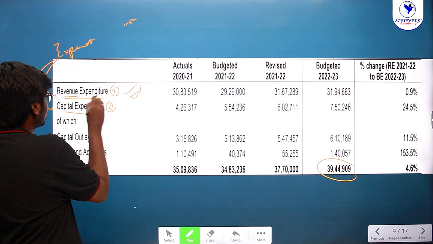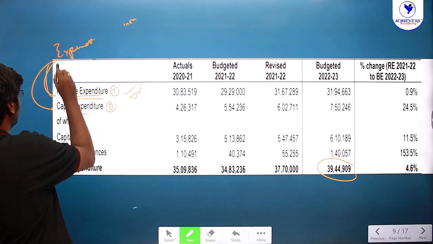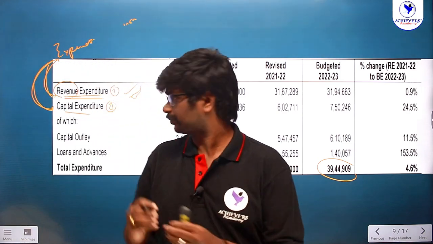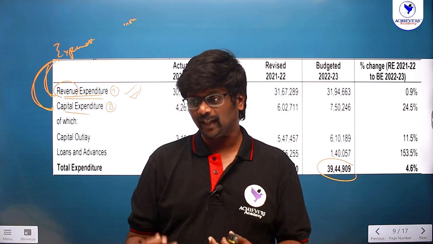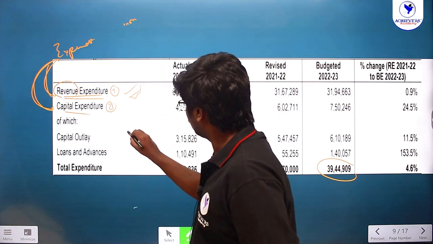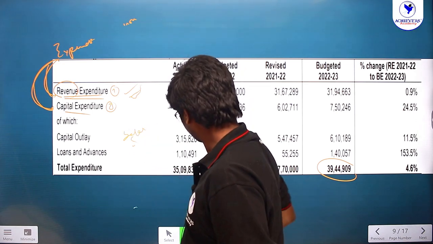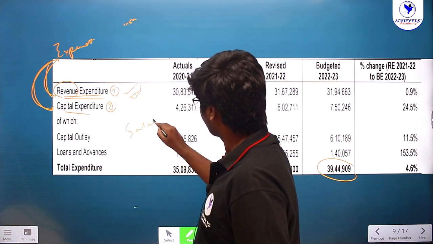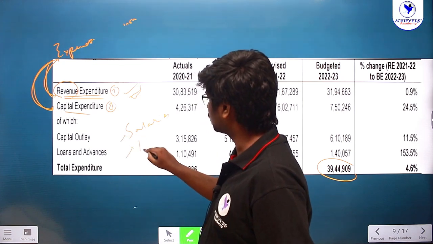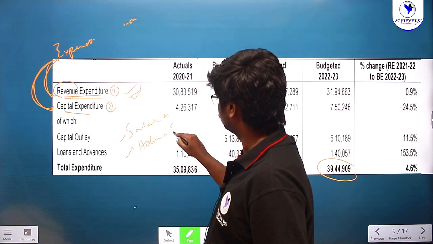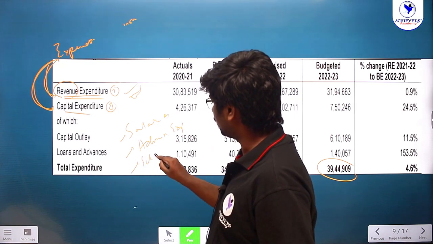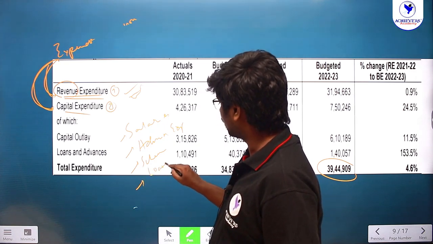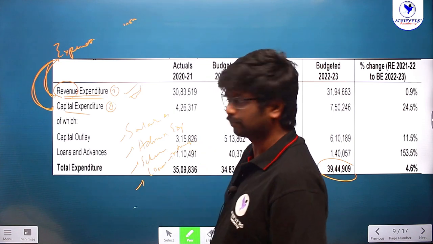So first, revenue expenditure ante enti. Expenditure lo two types: revenue expenditure and capital expenditure. Revenue expenditure ante, these are the expenditures which are used for daily functioning of the government. Ante, for example, salaries, administrative expenditure of the government, schemes which the government implements, loans edaithe teeskundo vaati meda interest payments, etc.